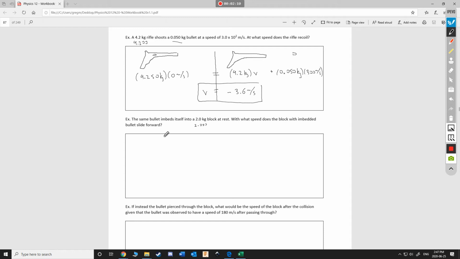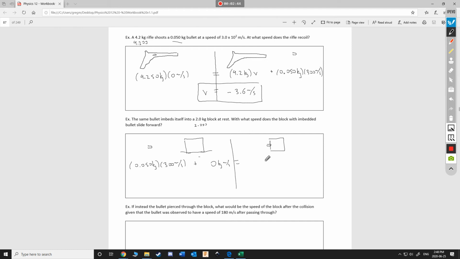Now in this next question, that bullet moves forward towards some type of target. It's a block on the ground. And when it hits that block, it embeds itself. We're going to assume this block does not affix to the ground, so it's going to slide forward. So the question is, with what speed will this thing slide forward? We have 0.050 kilograms times our 300 meters per second. And the momentum of this block, it's not moving initially, so it's 0 kilograms meters per second.